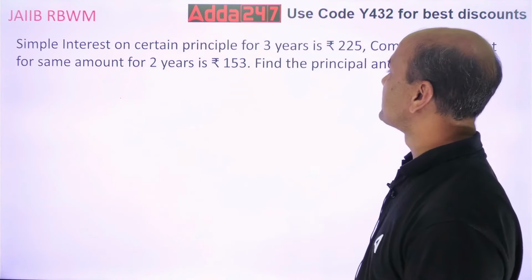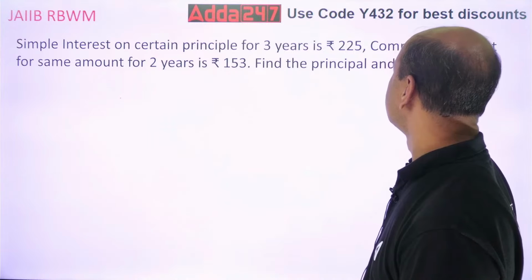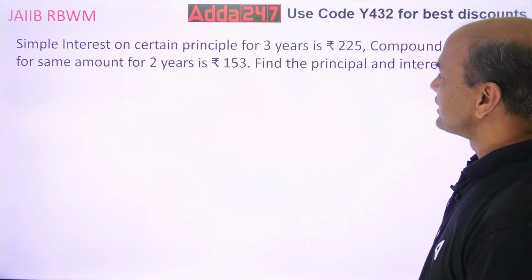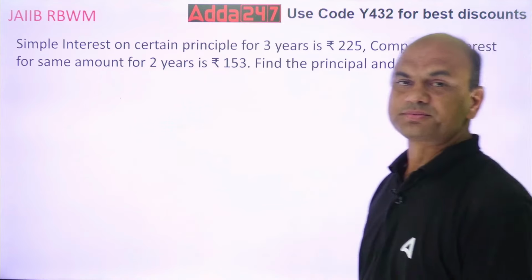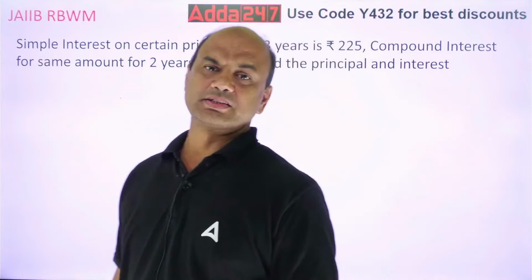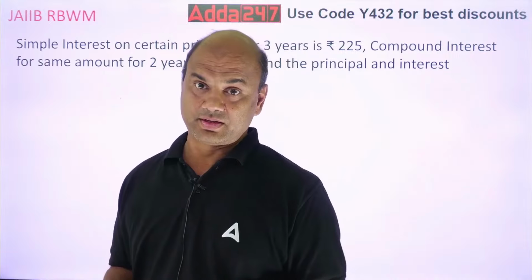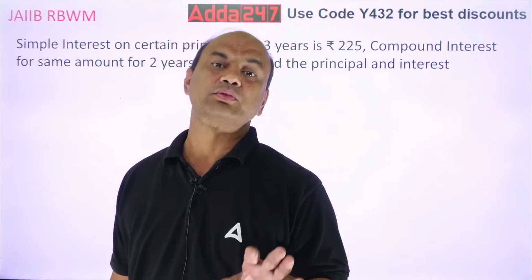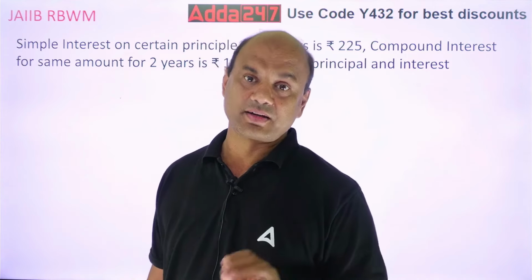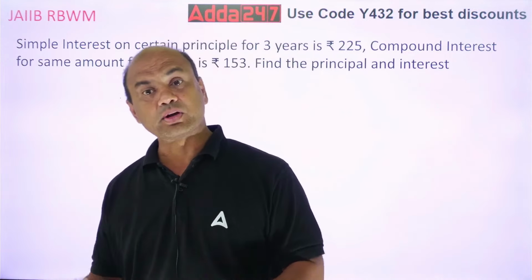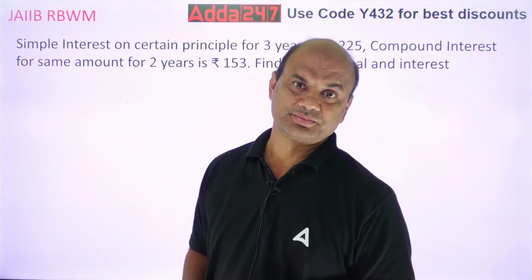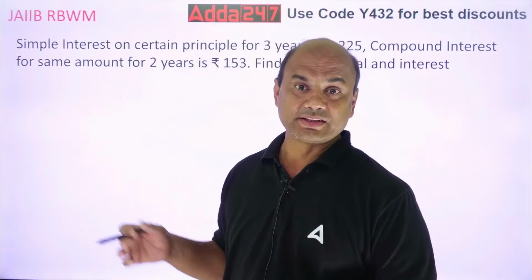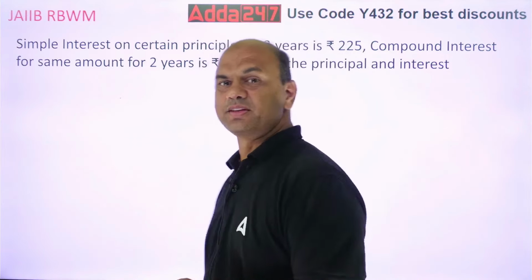Simple interest on a certain principal for 3 years is 225. Compound interest on the same amount for 2 years is 153. Find the principal and the interest. Now the simple interest concept, we feel that we know simple interest very well. But actually we don't know simple interest to that extent. We don't understand it. We have learned the formulae, but we don't understand simple interest. Even compound for that matter. So now, let's see how many of you can solve this. Try this, everyone.